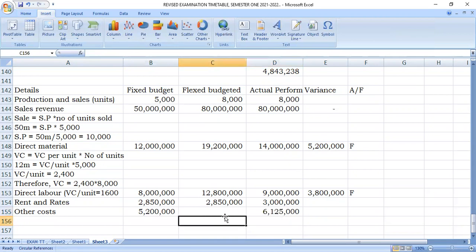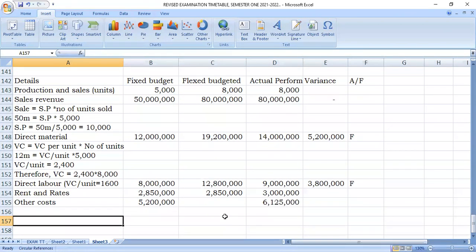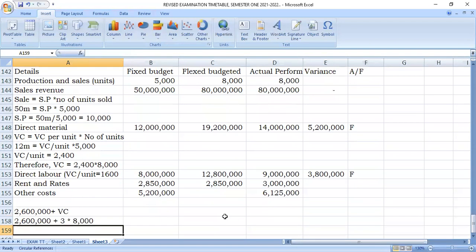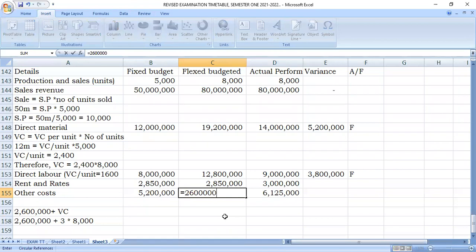Okay, so the question was clear. The statement is clear. I say that these other costs that you're seeing here, you must bring a fixed cost of 2.6. Then on it, you add variable cost. We're saying variable cost, which they have said that this variable cost here is a component of the variable cost per unit of 3 shillings, times the number of units that you want to produce. In this case, there are 8,000. So the figure you get there is the answer. It is 2,600 plus 3 times 8,000. Okay, you get 2.6.